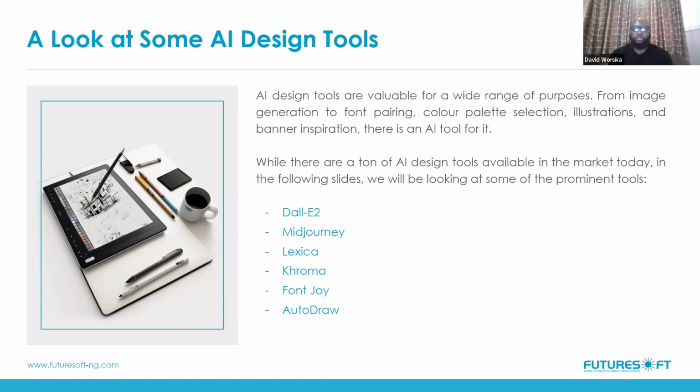It's important to understand that these are not the only tools you have, there are multiple tools, but I'm just going to be highlighting these ones. I think they form a framework that can be deployed by a marketing team, or even a client in collaboration with a marketing team, or a client-side marketing team in collaboration with an agency. You can use AI tools for font pairing, for color palette selections, for illustrations, banner inspiration. There are AI tools for each and every one of them. So let's start with DALL-E 2.